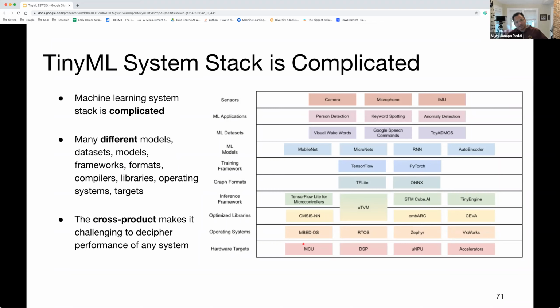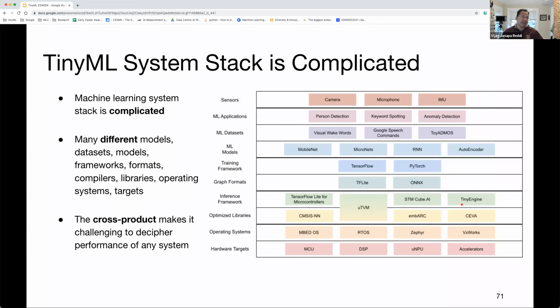Trying to decipher whether one system is better than another system is remarkably complicated in the machine learning ecosystem. The reason is that it's a very complex machine learning stack, right? In the TinyML case, you have many different sensors that have many different applications. They have many different data sets on which people are working. They have many different models. So you need to know which exact model people are using. What is the framework they use? What is the inference framework on which they're running? Because all of the performance characteristics that come out of this are going to be very dependent upon this sort of vertical stack.